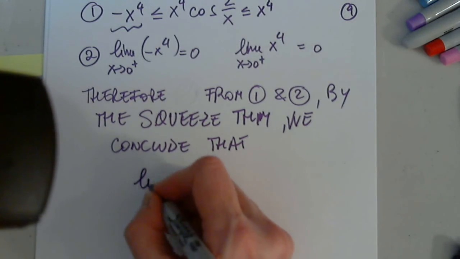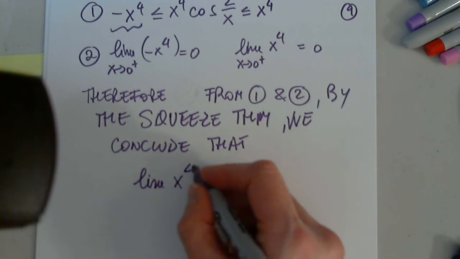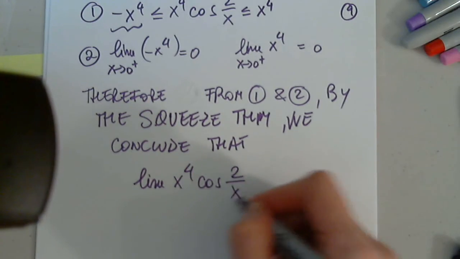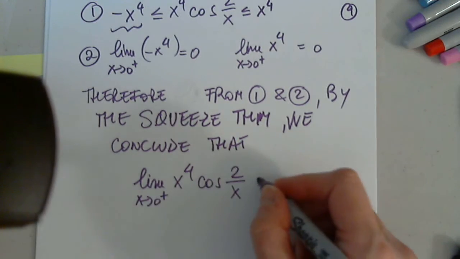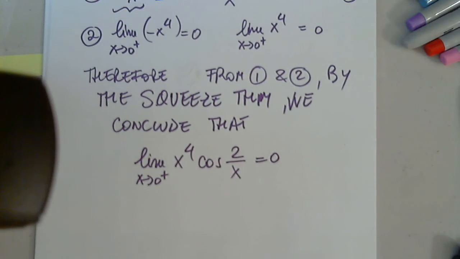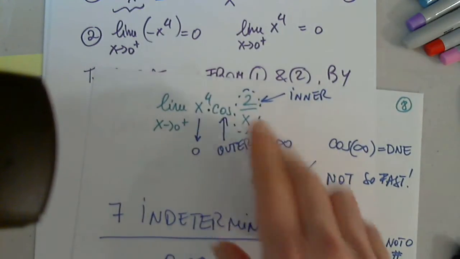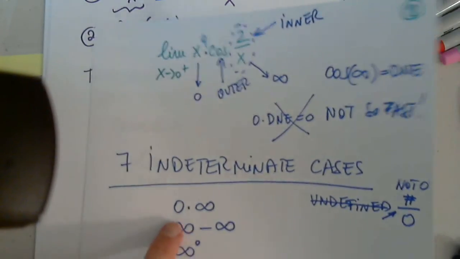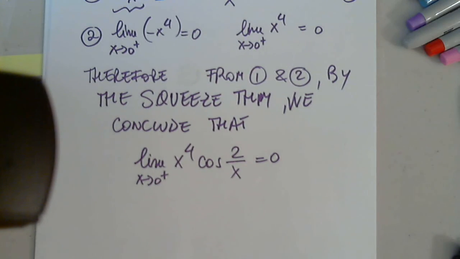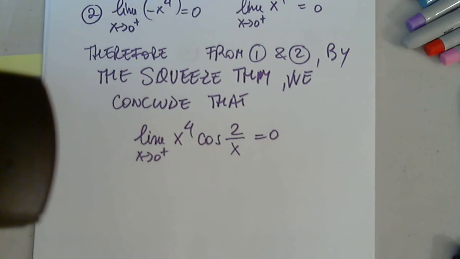Great job. So the limit of x to the fourth cosine 2 over x as x approaches 0 from the right is 0. And yes, I'm sure you're thinking, I would have known that from the very beginning. 0 times whatever is 0. No, no. 0 times whatever is not 0. It could be, but it's not always.